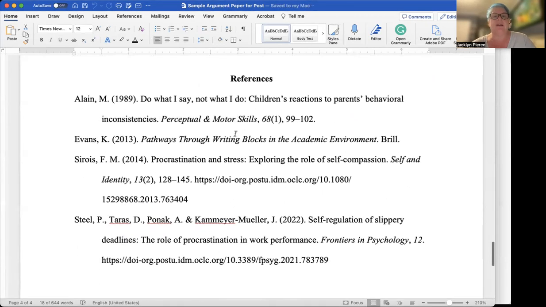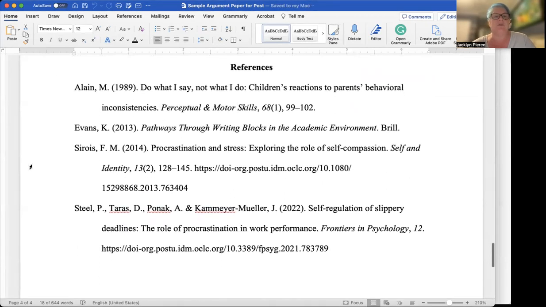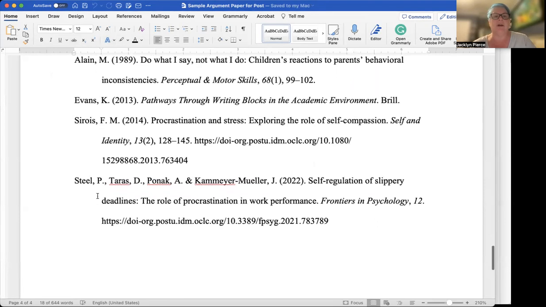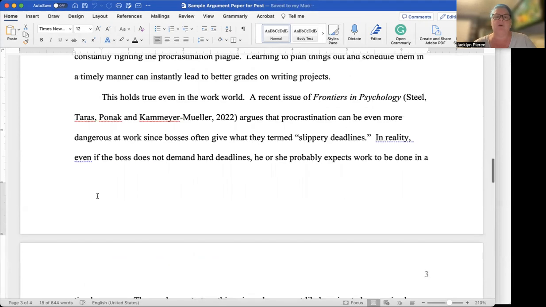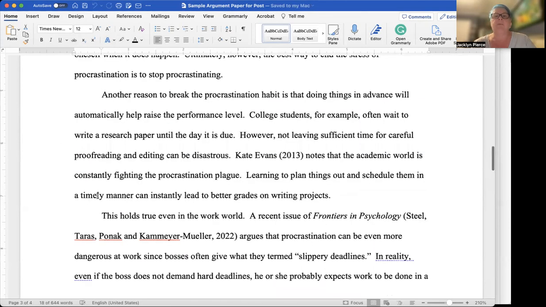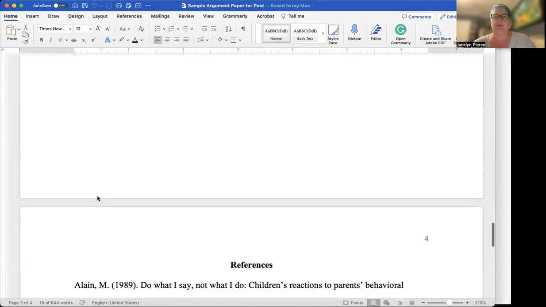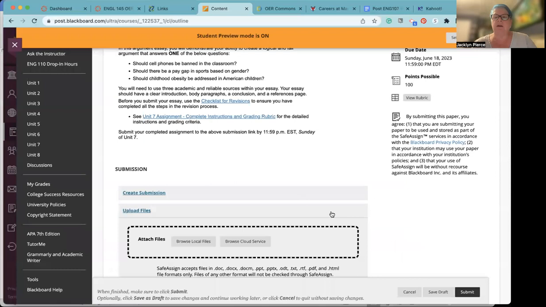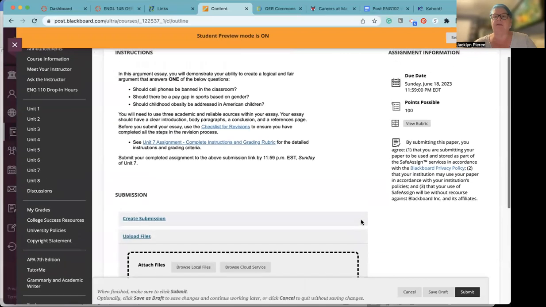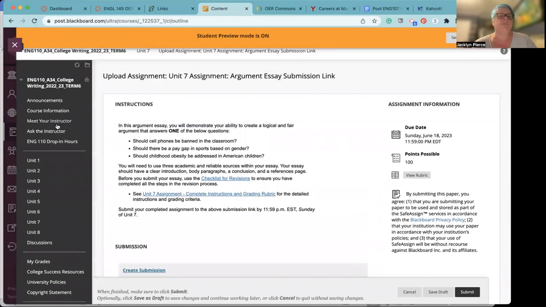So you'll have a sample here of the reference page. Notice the reference page is in alphabetical order. They will always be in alphabetical order. It doesn't matter what order you use them in the paper. On the references page, it will be in alphabetical order. Okay. So, like I said, I'm going to give you this document, as I always do, so that you can use it as a sample, as a template.